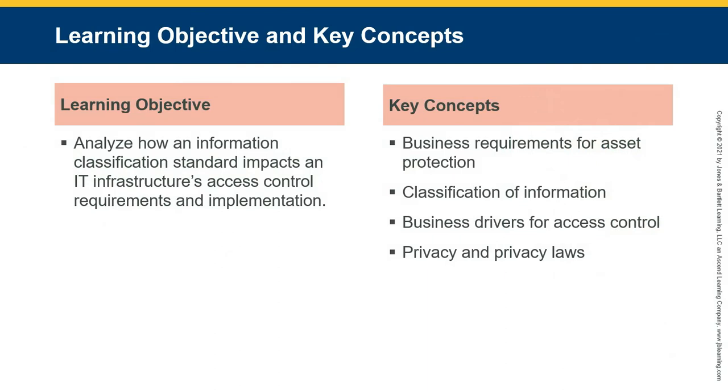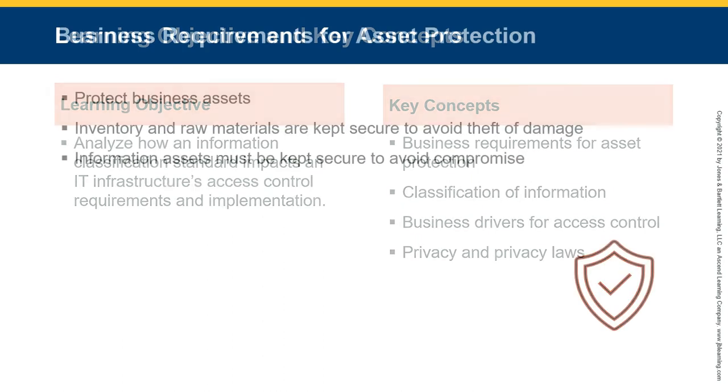So what are we going to learn today? Our learning objectives and key concepts. Our learning objective is to analyze how an information classification standard impacts IT infrastructure access control, requirements, and implementation. Some key concepts: business requirements for asset protection, classification of information, business drivers for access control, privacy and privacy laws. That's what we're going to be looking at.